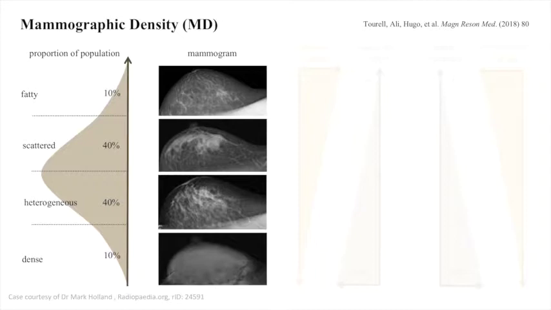Mammographic density is an individual characteristic that is determined by a combination of genetic, biological, and physiological factors. Like all individual characteristics, there is a wide distribution of MD across the general population. Most women have MD within one standard deviation of the average, but a certain percentage have mammographic density that's either extremely high or extremely low.